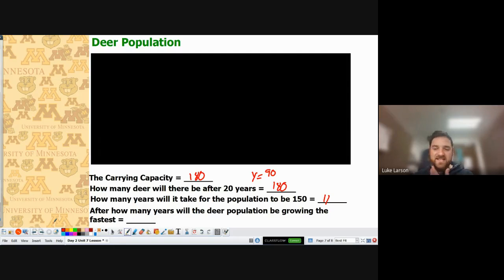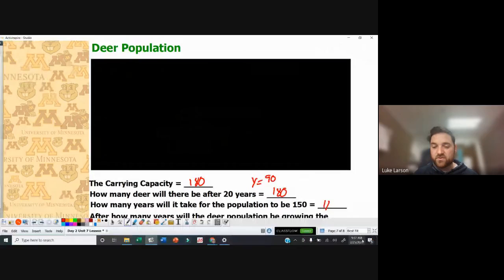And that concludes this lesson. So you'll be given a logistic function that models a real-world situation, and you'll have to make some predictions using that function and using Desmos.